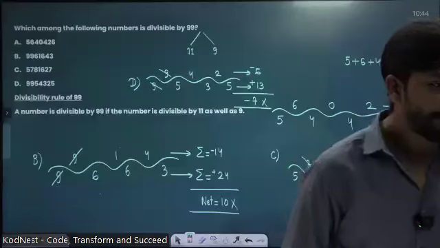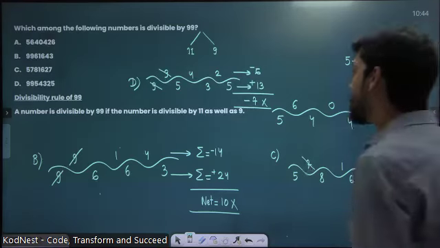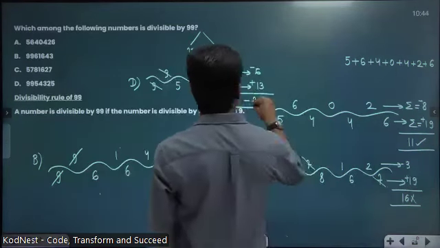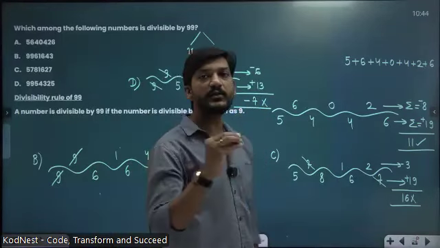If top and bottom it is same, that means you will get 0, and 0 is divisible by anything. Okay, 0 is divisible by 11, 0 is divisible by anything else also. Okay, so 0 means divisible, 11 means divisible, 22 means divisible, 33 means divisible, rest all means not divisible.